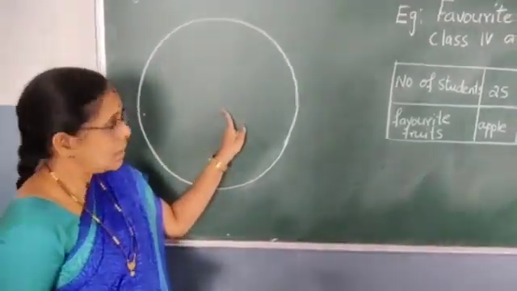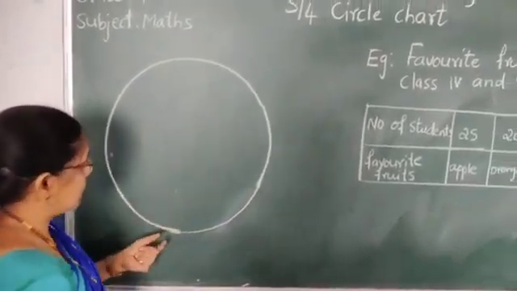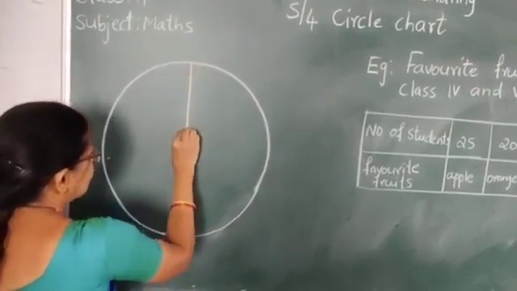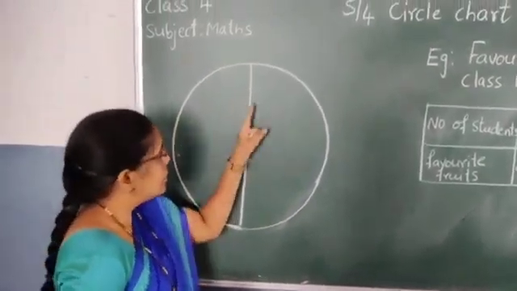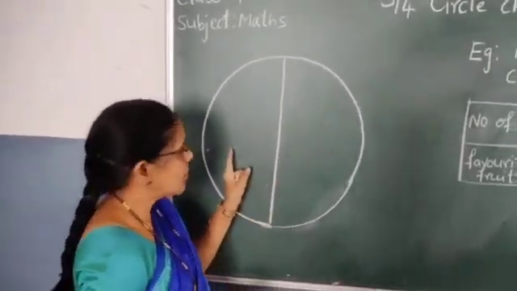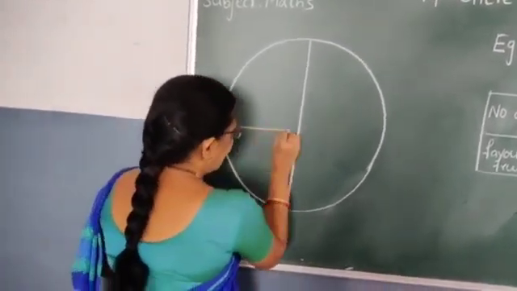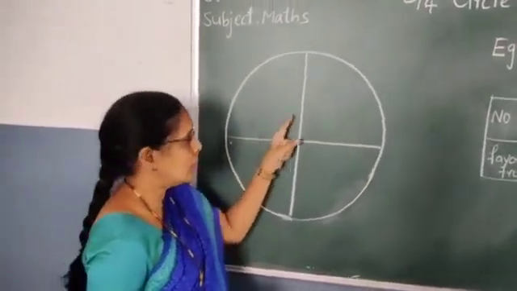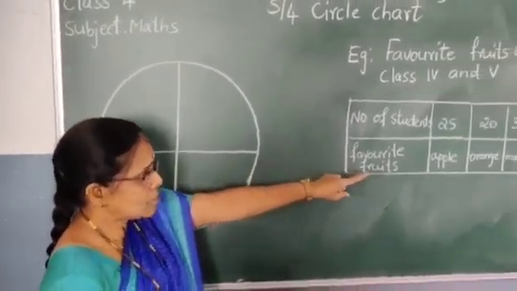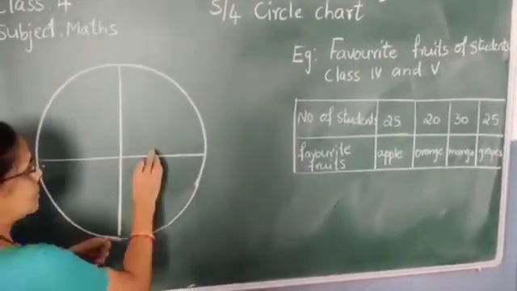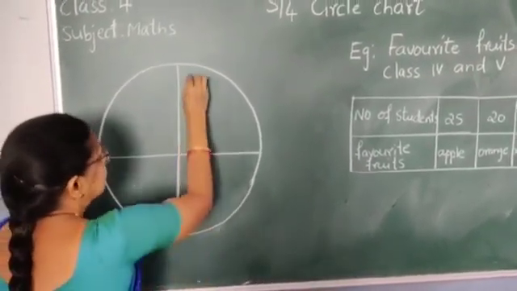So this is the circle. In this circle, how to mark this data? See, first you divide the circle into equal parts. If you think this is a full 100 students, and we divide into 2 equal parts, each part is how much, children? 50, 50. Suppose if we divide into 4 parts, each part is 25, 25, 25, 25. So now 25 students like apple. So this part is 25 now, children. I am marking here 25 students like apple.